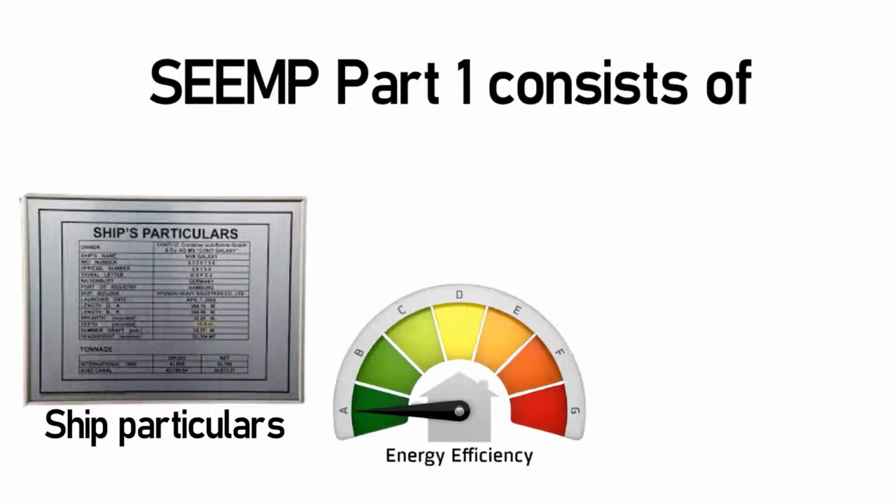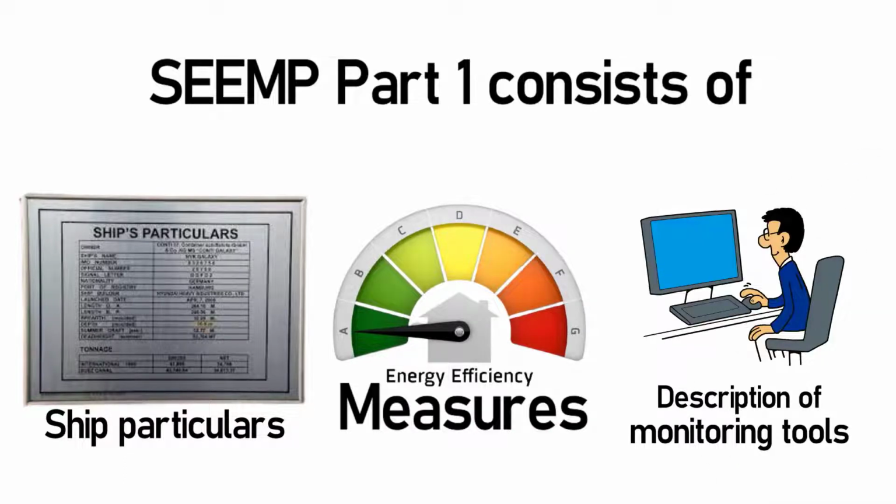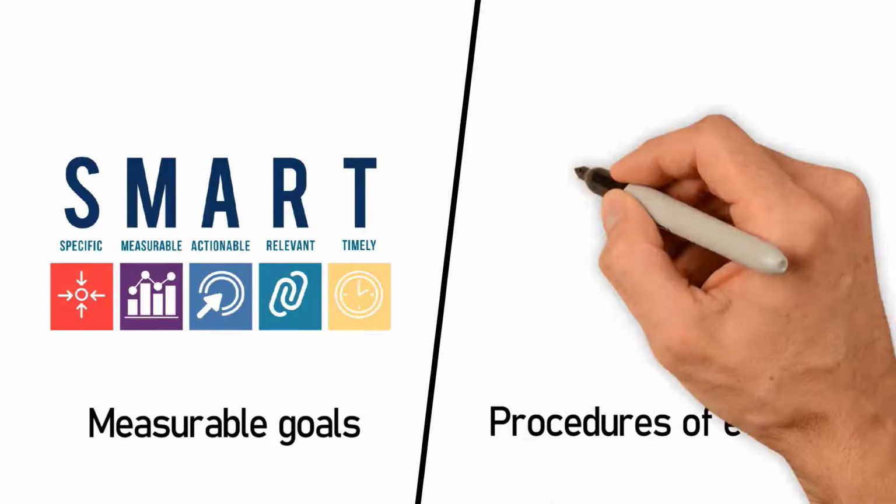SEEMP Part 1 consists of ship particulars, energy efficiency measures, description of monitoring tools, measurable goals, procedures of evaluation.